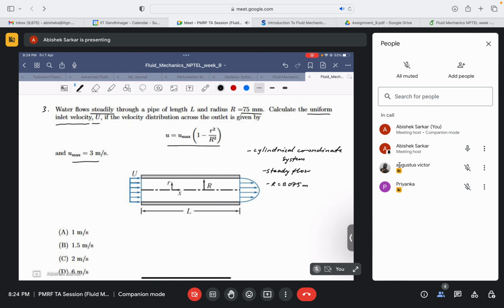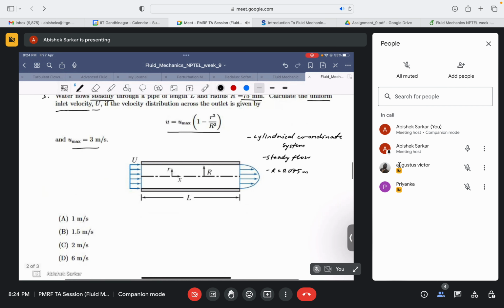Any progress? Both of you are doing it, right? 1.5. 1.5. Okay, that's one of the answers. And this is one of the answers. And Augustus, did you also get a similar answer?